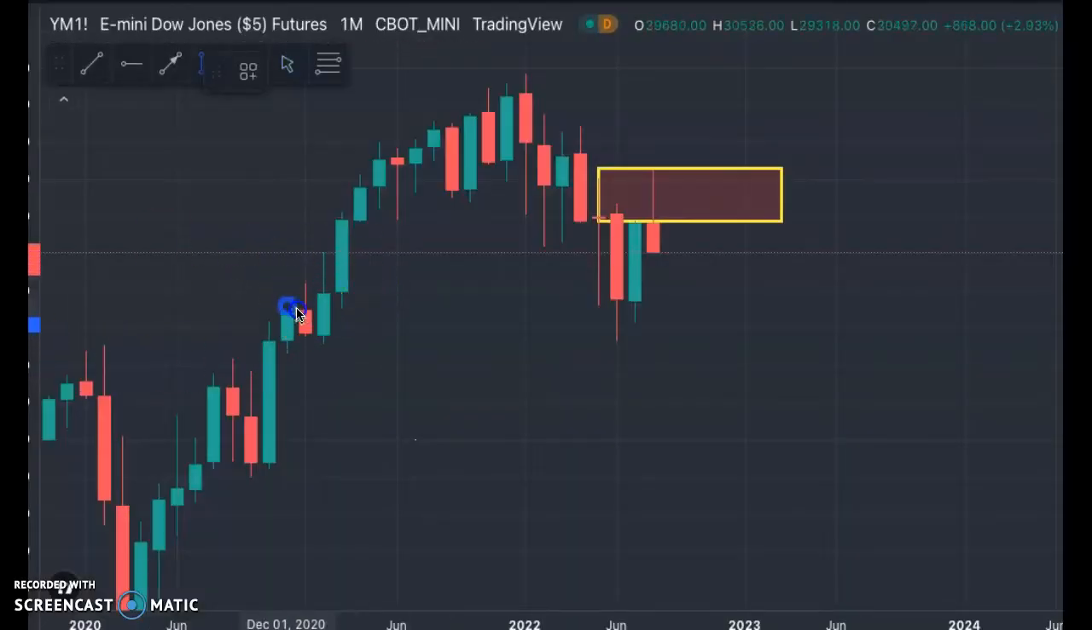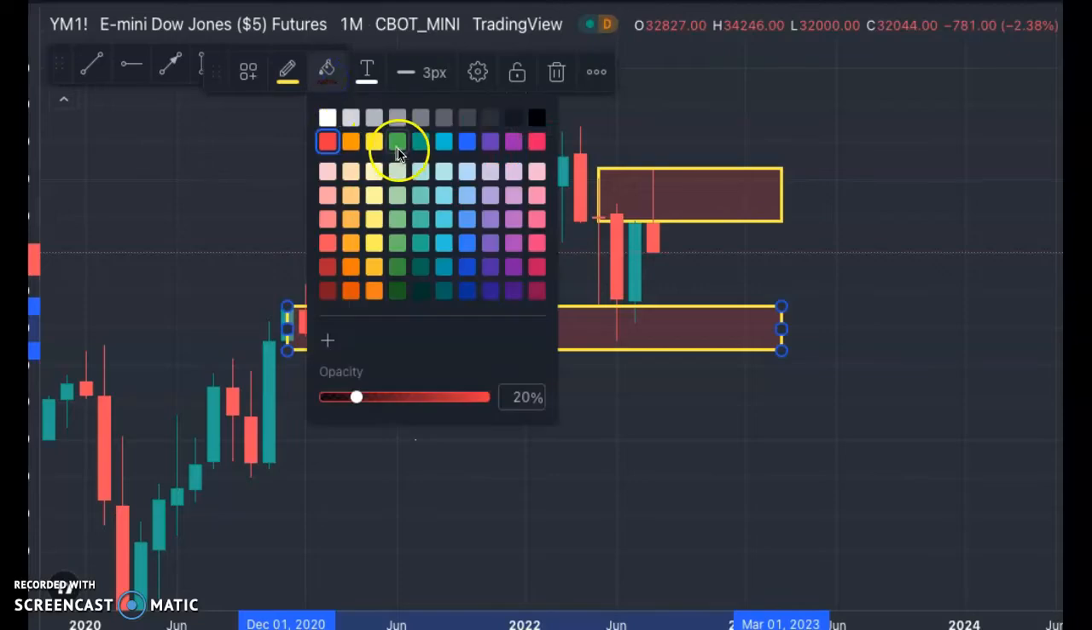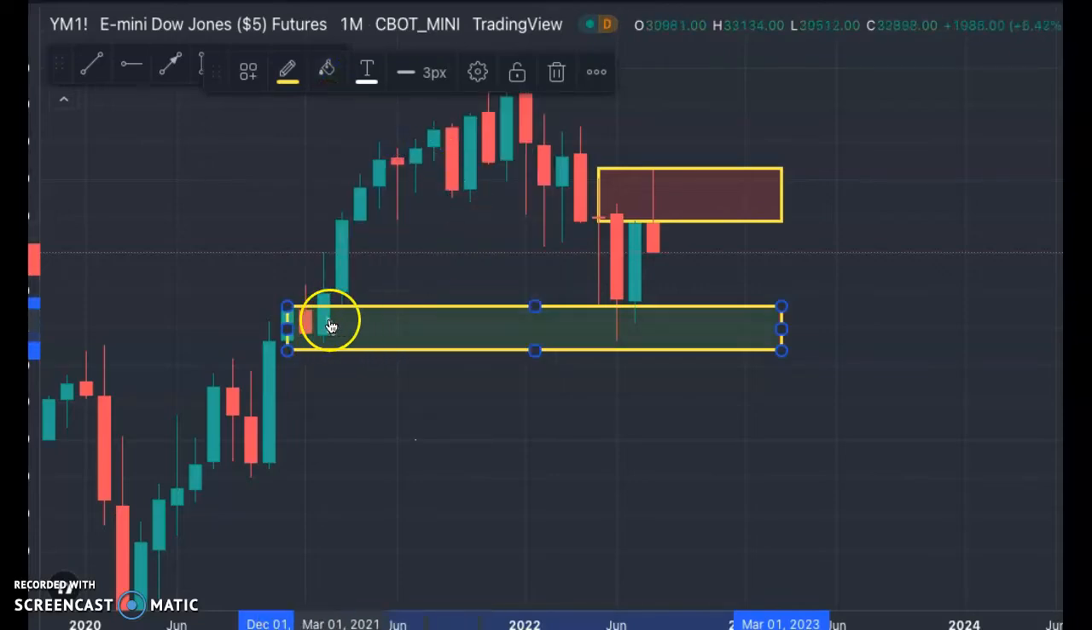The demand zone I'm looking at, or the one I have right now, is this one right here. And I'm going to color this one in green. Demand zone means that's where the buyers are. They're competing for price down here. As you can see, this demand zone was formed back on January 4th, 2021. That's when this zone was formed.